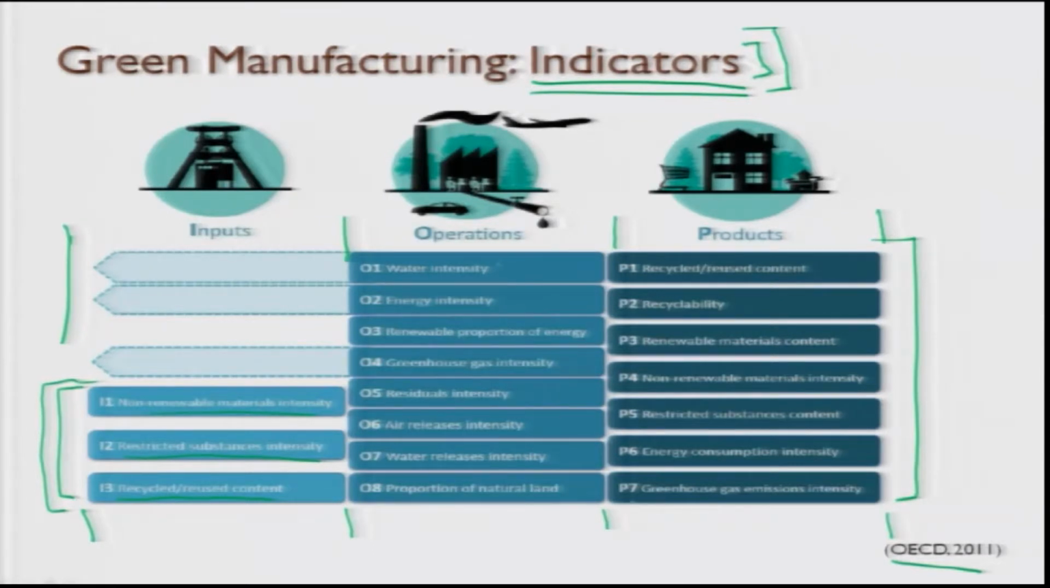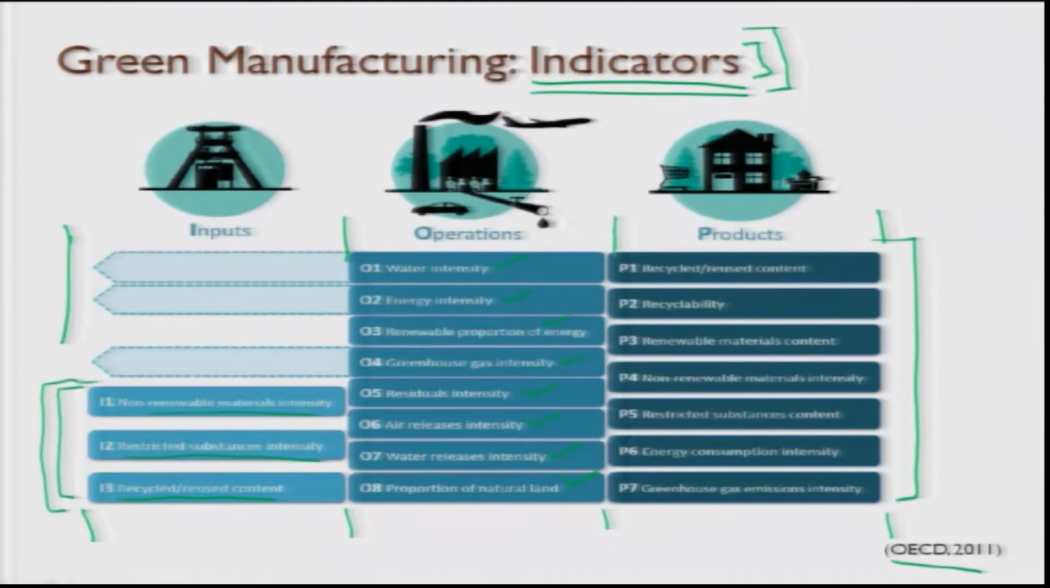Then in operations: water intensity, energy intensity, renewable proportion of energy, greenhouse gas intensity, residuals that are produced, air release intensity, that is air release within our factory or maybe to our environment. Then water release intensity, and the proportion of natural land that is being occupied by the factory.